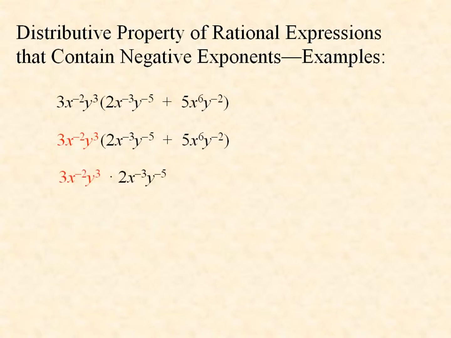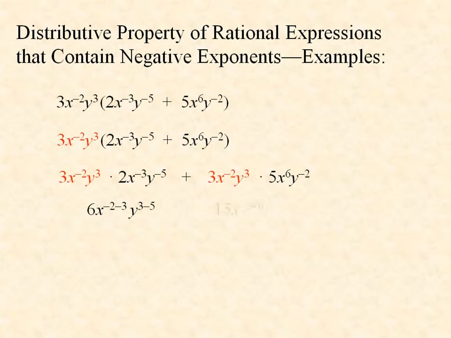And that gives us 3x to the negative 2y third times the first term plus 3x to the negative 2y third times the second term. We multiply the numbers, 3 times 2 is 6, and we multiply the x's by adding their exponents. That's x to the negative 2 plus negative 3. And we multiply the y's by adding their exponents, y to the 3 plus negative 5.